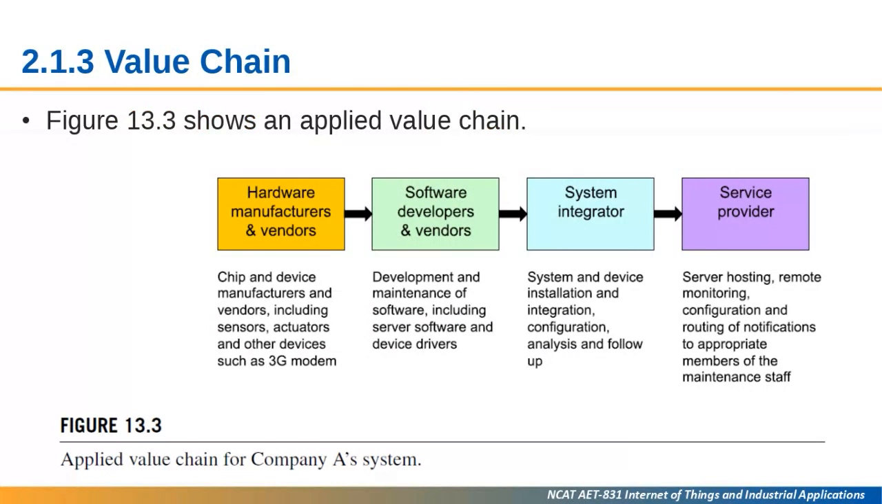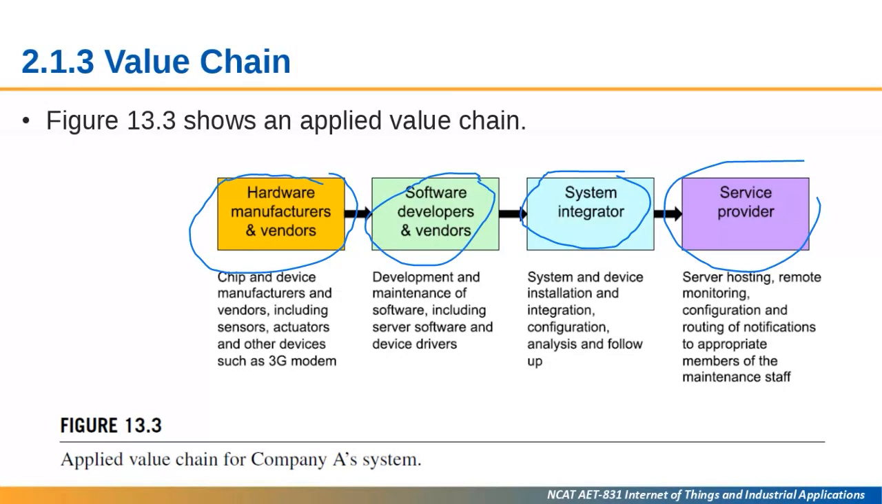And the value chain is located here. Basically, it is a straightforward one. So we have the hardware manufacturers, and then we have software developers and vendors, and we have system integrator providers. Yeah, so very typical, right?